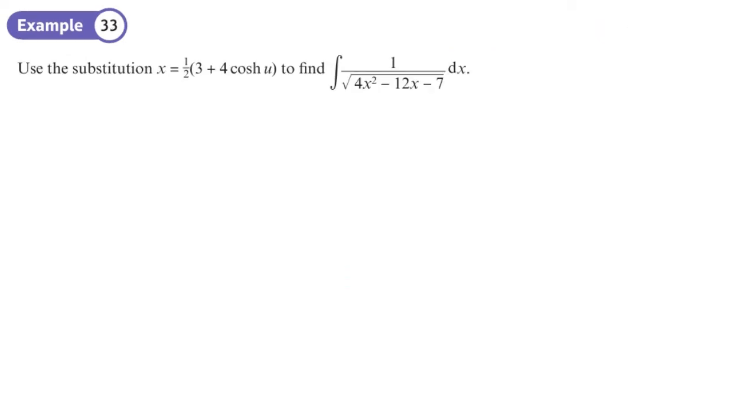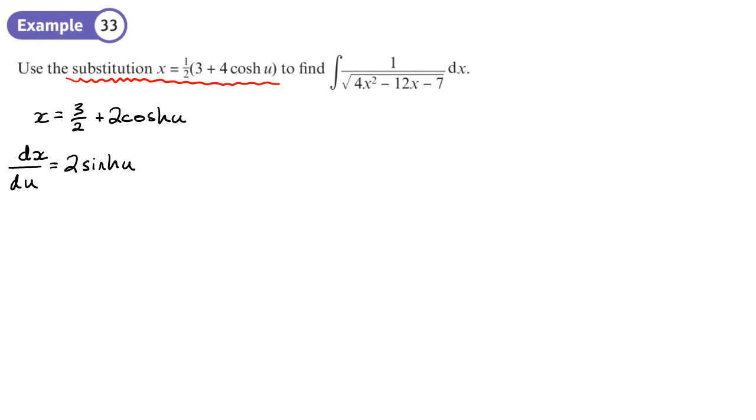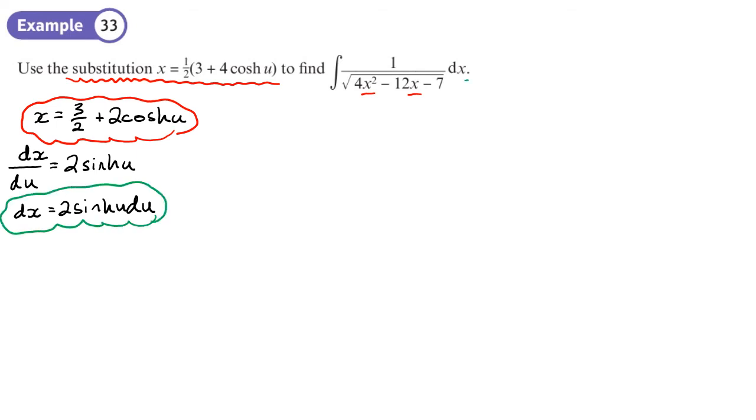Okay, this question is going to be a little bit easier because we have a substitution. So first thing we'll do is we'll write out what that substitution is. If we expand the brackets like that, then we'll work out dx du, which will just be 2 sinh u. Then we'll multiply both sides by du and we get dx equals 2 sinh u du. Okay, so what's of interest? That's going to go where the x's are, and this is going to go where the dx is.